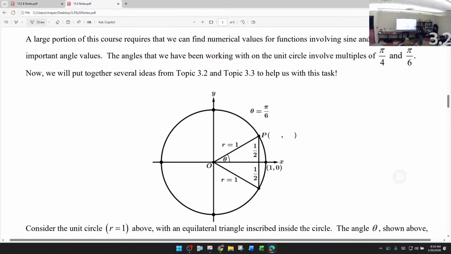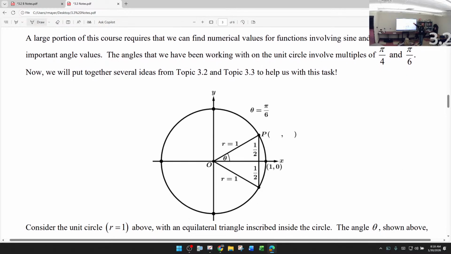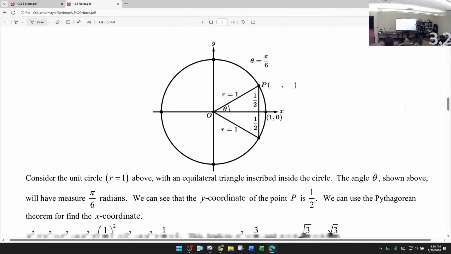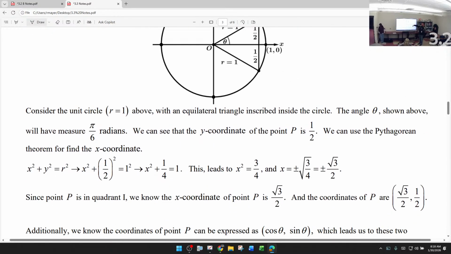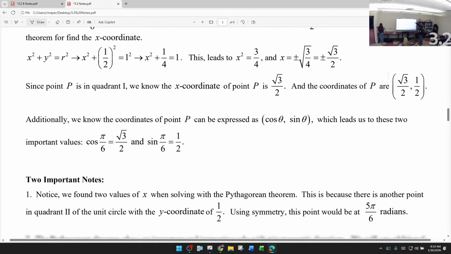A large portion of this course requires that we find numerical values. See, he's saying the same thing that I already taught you. Pi over 6 and pi over 4. So here's where he's talking about the 1/4 and the 1/6, and here he's proving all this stuff that I've already showed you and still kind of proved to you somewhat with the 30, 60, 90, and 45, 45, 90. I don't think any of this is important.